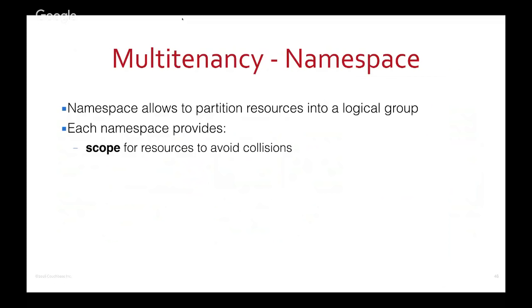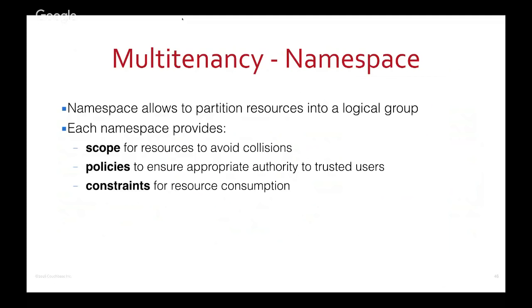So I could have the same name of the replication controller across two namespaces, but not within a namespace. You can have policies, basically start assigning the right authentication and authorization to deploy and create resources in a namespace. And of course, constraints, which say how many pods can be created, how many replication controllers can be created. So namespace truly enables multi-tenancy in Kubernetes in that sense.